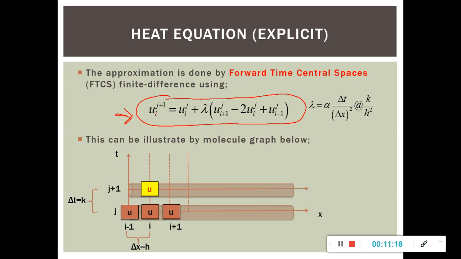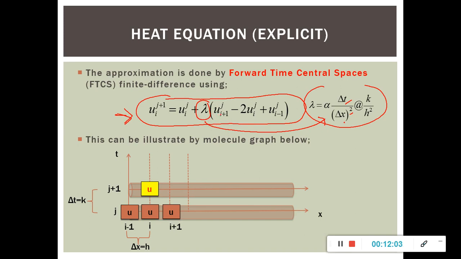This formula shows that if you want to find the value at i, j plus 1, it must be equal to u i j plus lambda, where lambda is the coefficient for the heat. The lambda value can be calculated using this formula: lambda is equal to delta t, the difference of time, divided by delta x squared, the interval on the x-axis, times 2. So this is the lambda, or the coefficient of the heat equation.